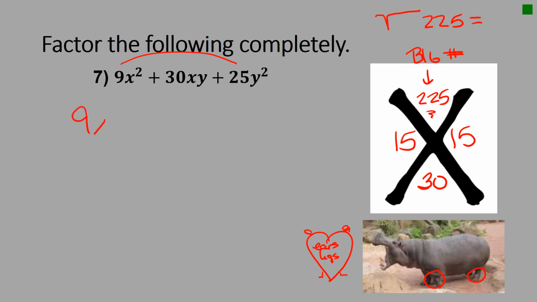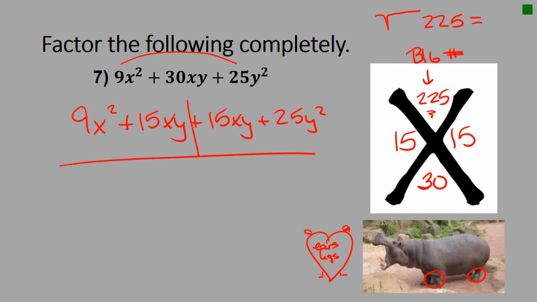So I'm going to go 9x squared plus 15, don't forget your xy, plus 15, don't forget your xy, plus 25y squared. These guys have a 3x in common. That was a little tough to find, but I went through my factors of 9, and those are my only factors, and found out that 3 went into 15. 9 divided by 3 is 3. X squared divided by x is x. 15 divided by 3 is 5. The x's cancel, but leaves me with a y.